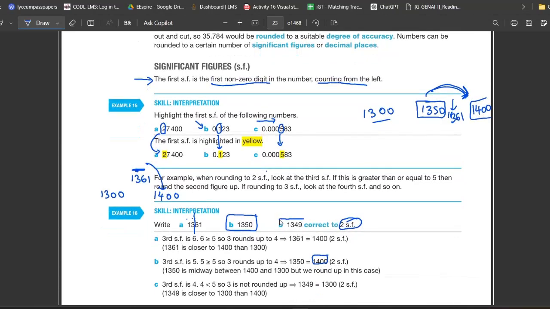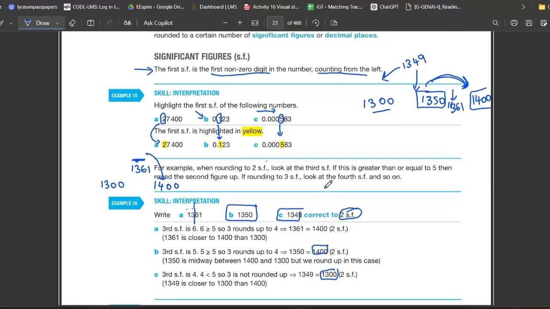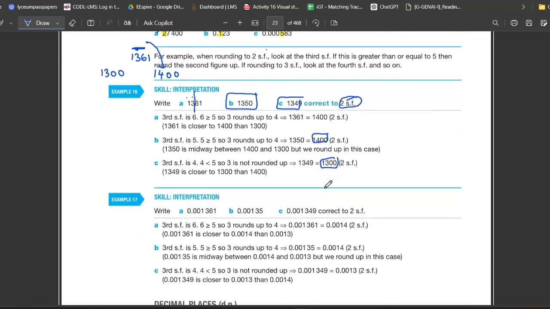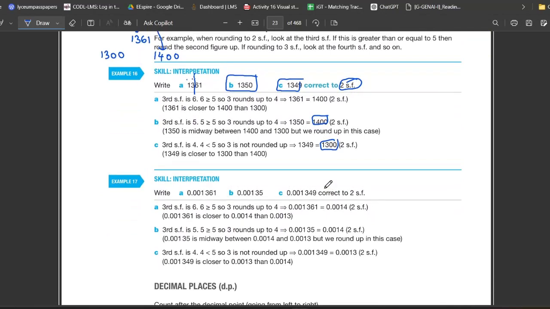And if we check this one, you can see that this is right below 1350, 1349. So when rounded this comes to 1300. I think you got some idea. Okay, let's try these three examples also. Now they are telling us to round this correct to two significant figures.